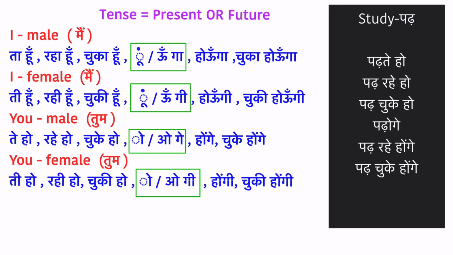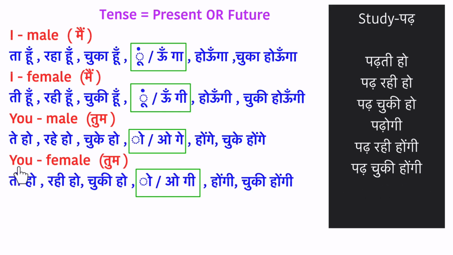Now if your subject is you, which means तुम, and he is a male, then you will add these words after the verb. पढ़ते हो, पढ़ रहे हो, पढ़ चुके हो, पढ़ोगे, पढ़ रहे होंगे, पढ़ चुके होंगे. And if the subject is you, female, which means तुम, then you will add these words after the verb. पढ़ती हो, पढ़ रही हो, पढ़ चुकी हो, पढ़ोगी, पढ़ रही होंगी, पढ़ चुकी होंगी.